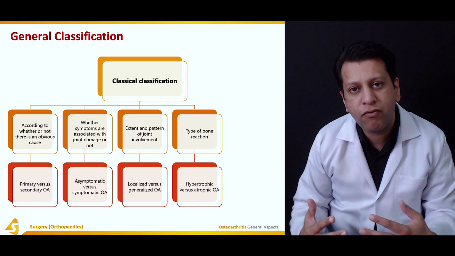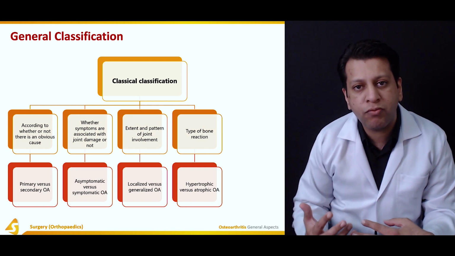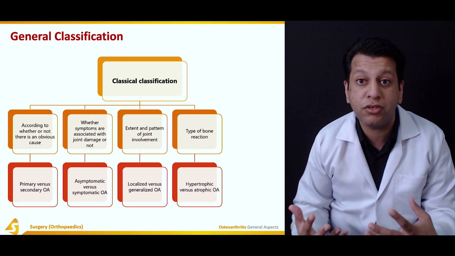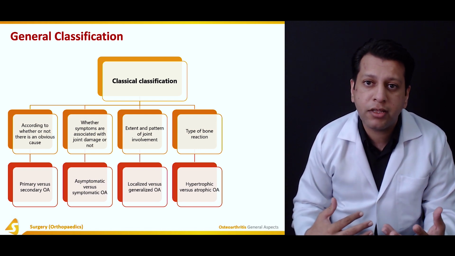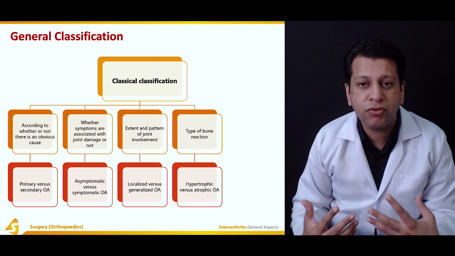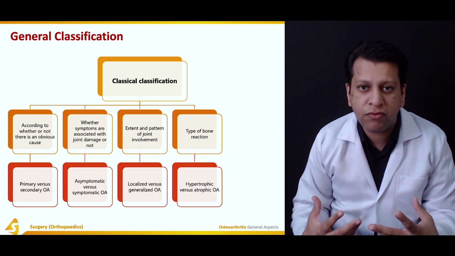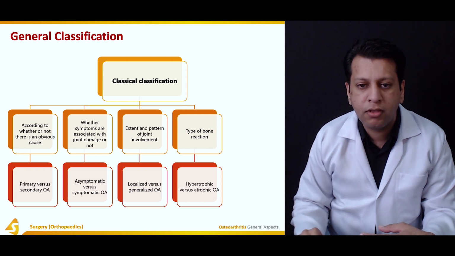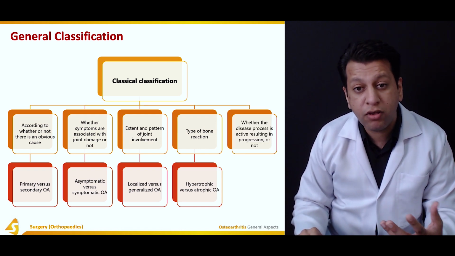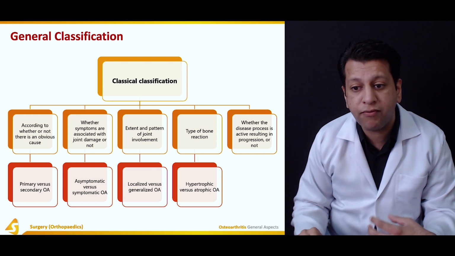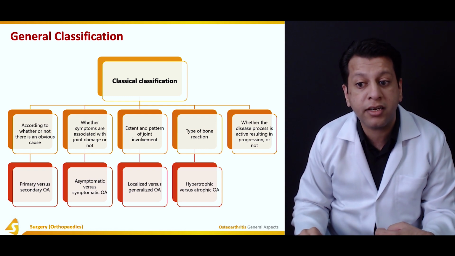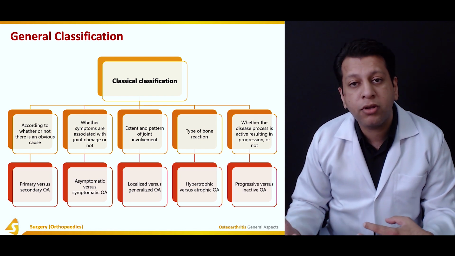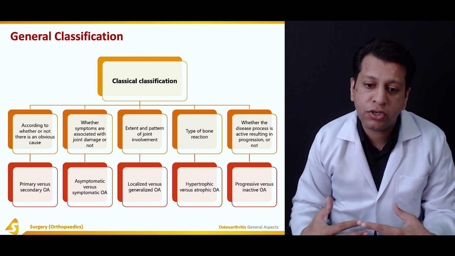In the hypertrophic form, there is massive bone formation and reaction, resulting in a large number of osteophytes and large size of osteophytes. On the other hand, in the atrophic type, there is minimal bone reaction, only a few osteophytes, and they are very small in size. Another way of classifying this is whether the disease process is active, resulting in progression or not. It is progressive versus inactive osteoarthritis.